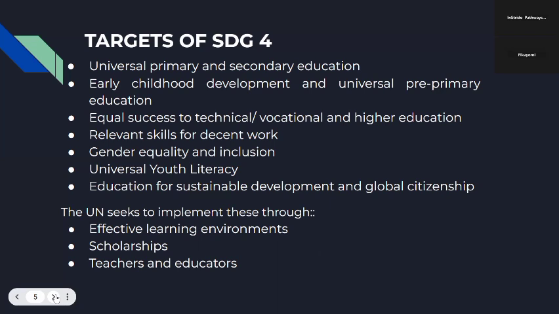that there is early childhood development and universal primary education, because it's very easy to train children when they are just developing, their toddlers. So what the UN seeks to achieve by SDG4 is early childhood development, where children are properly trained, and they are trained to achieve, to reach their full potential.